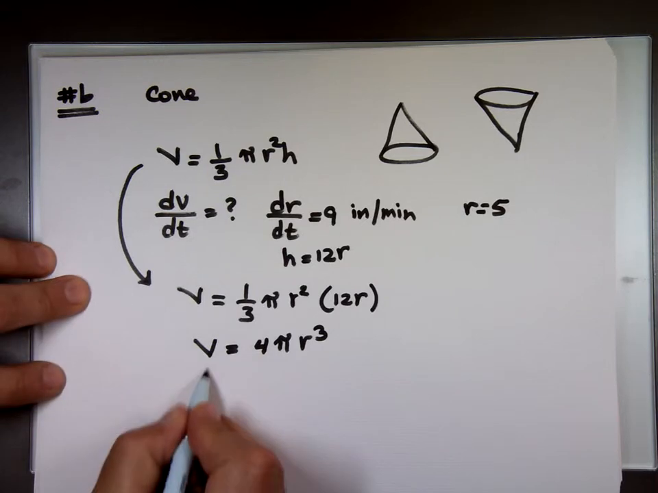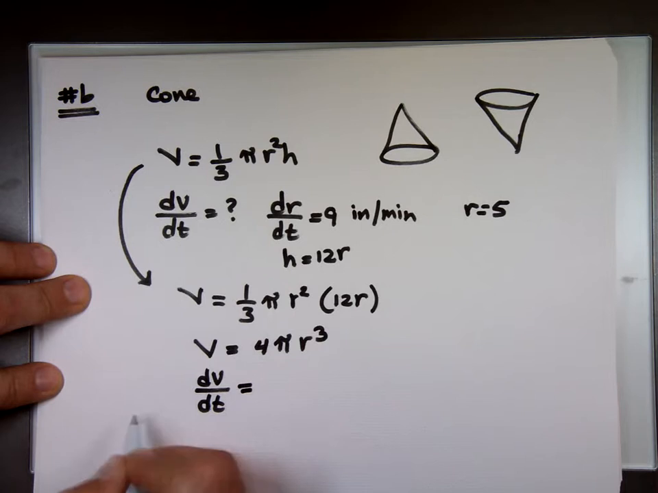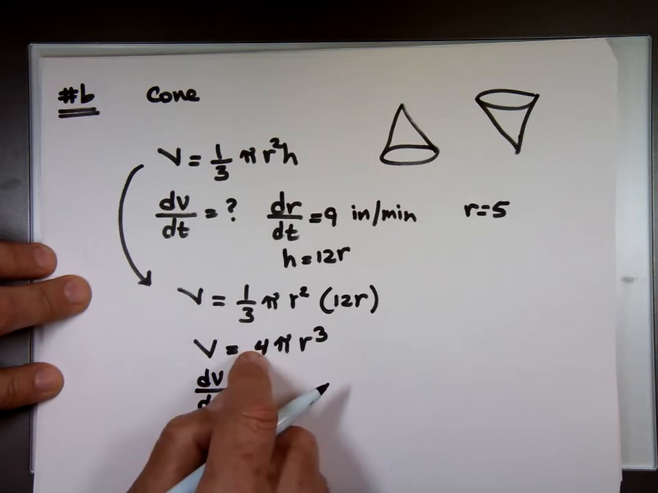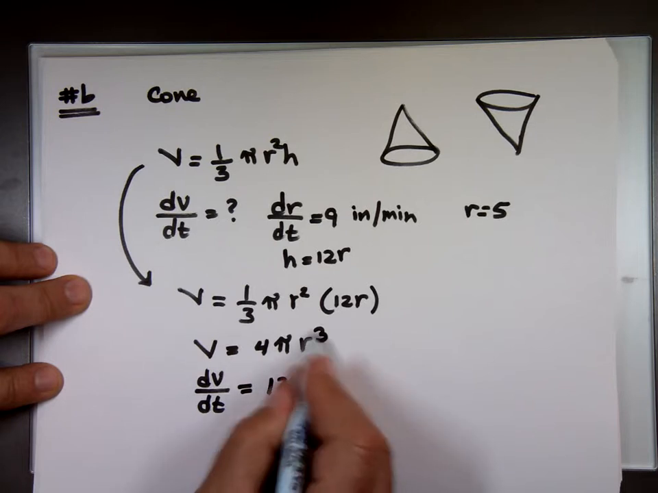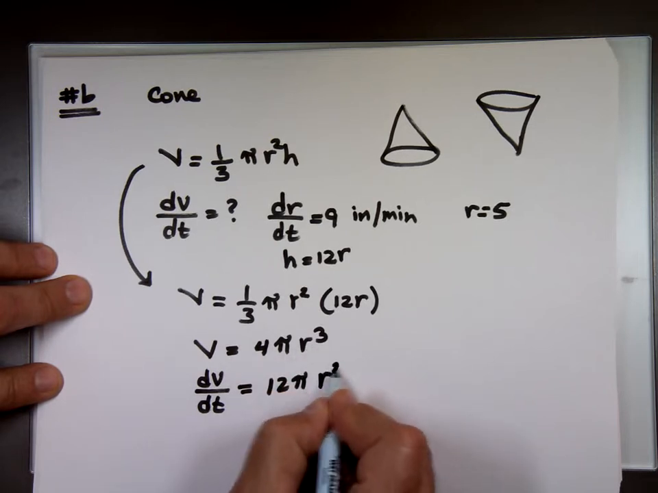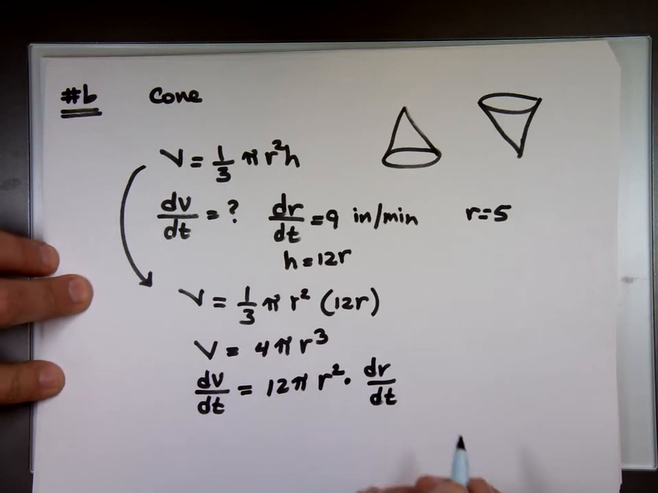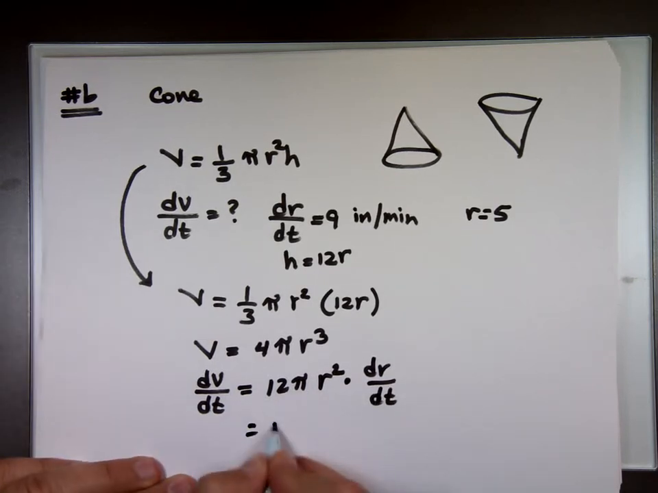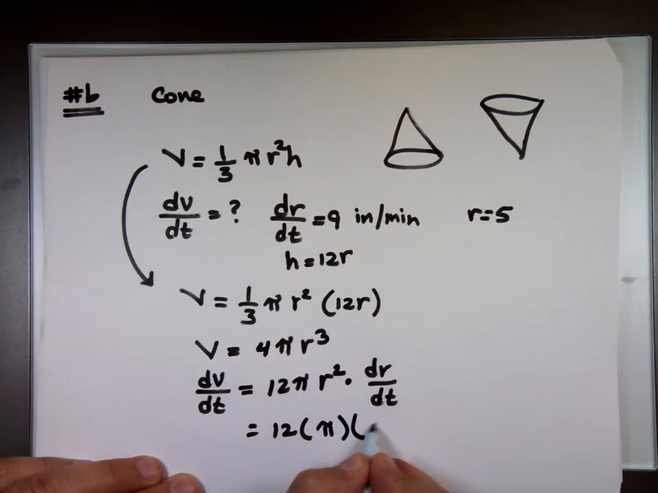So what's the derivative, dV/dt? 3 times 4, which is what? 12 pi. Here we go. What's the derivative? That'll be r squared times dr/dt. 12 pi. r is 5. Square it. And what's dr/dt? 9.